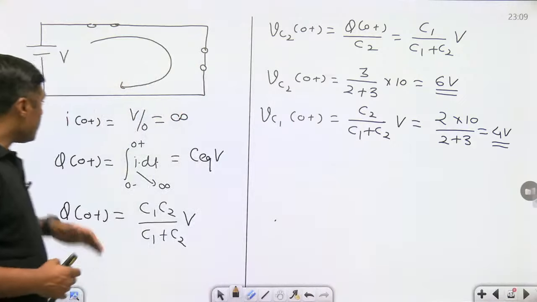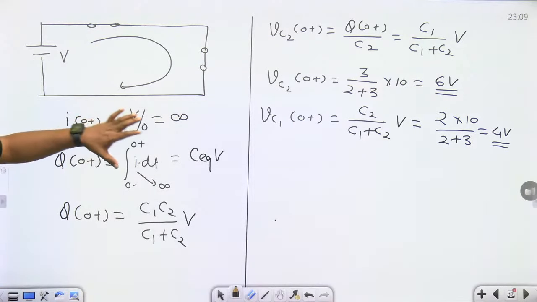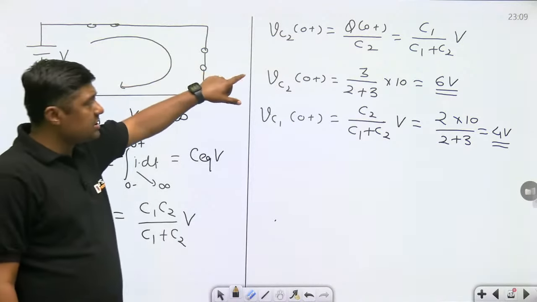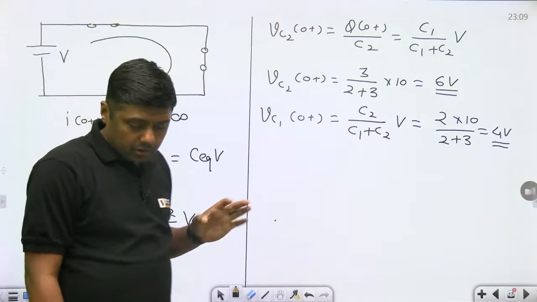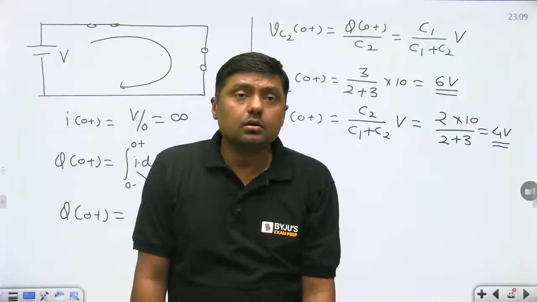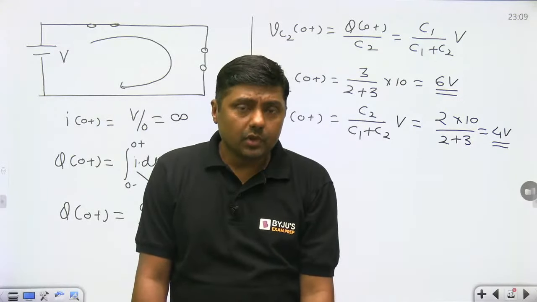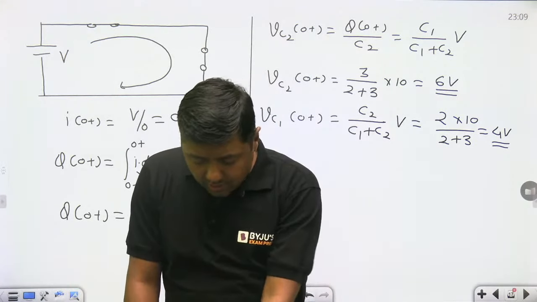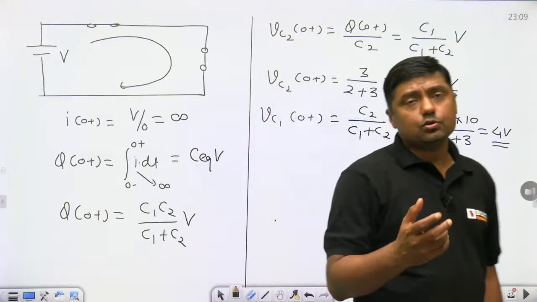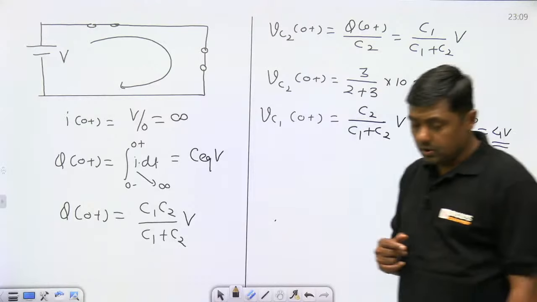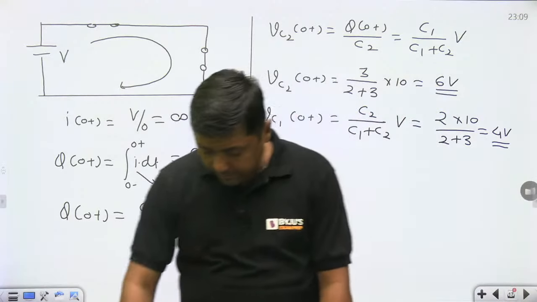Now, this is the initial voltage across this capacitor and the initial voltage across that capacitor, right? So this is the answer. Are you getting me, everyone? So we have some exceptional cases, right? Please watch those exceptional cases and then try to solve that particular question. Okay then.